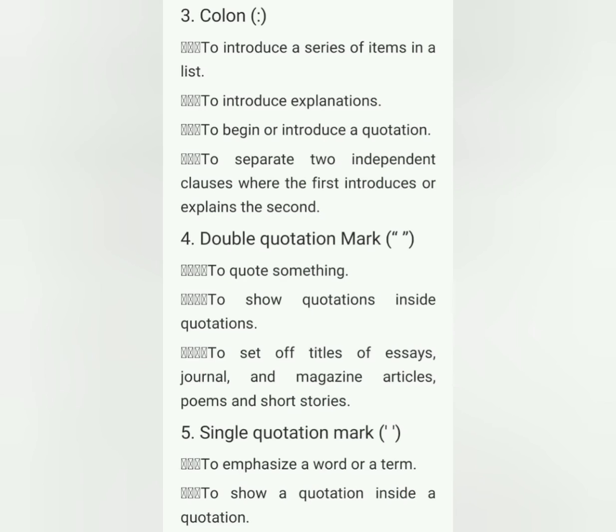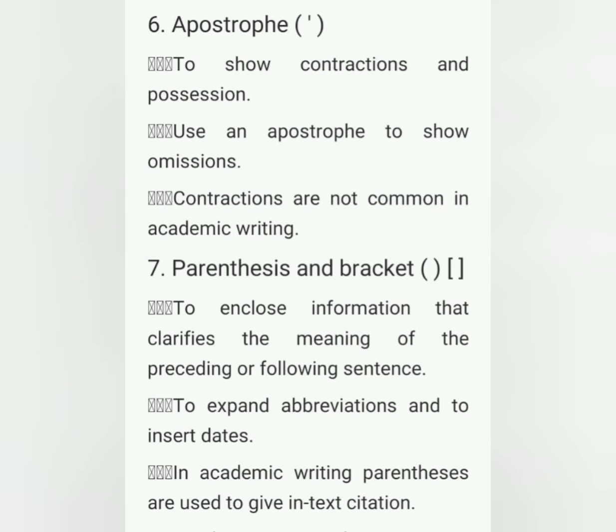The fifth one is the single quotation mark, used to emphasize a word or a term, or to show a quotation inside a quotation. The next one is the apostrophe, used to show contractions and possession, and to show omissions. Contractions are not common in academic writing.